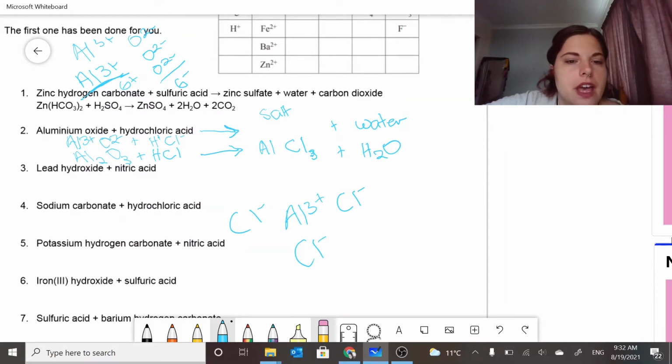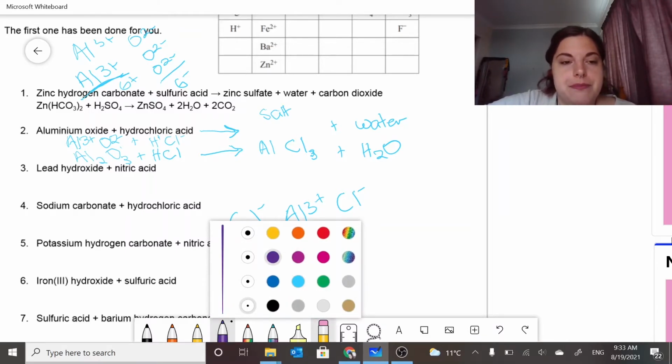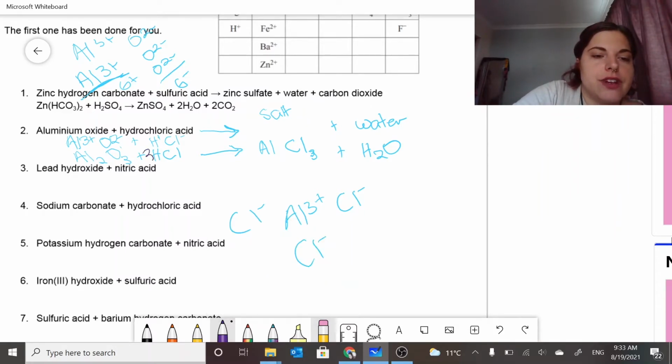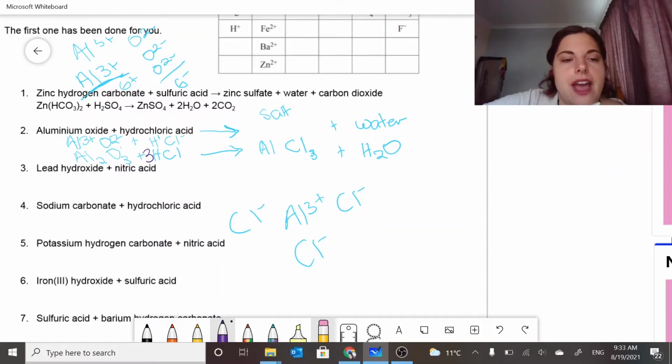All right. So now we have 2 hydrogens on one side, 1 hydrogen on the other side, 1 oxygen on one side, 3 oxygens on the other side, 2 aluminums on one side, and 1 aluminum on the other side. The first thing I'm actually going to do is balance out my chlorides. So to do that, I'm going to add a nice 3 in front of my HCl. So now I have 3 hydrogens on one side and 2 hydrogens on the other. That doesn't really make sense, but we'll leave it there for now.